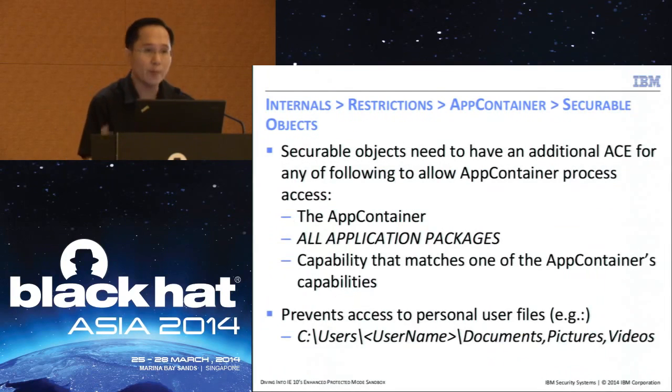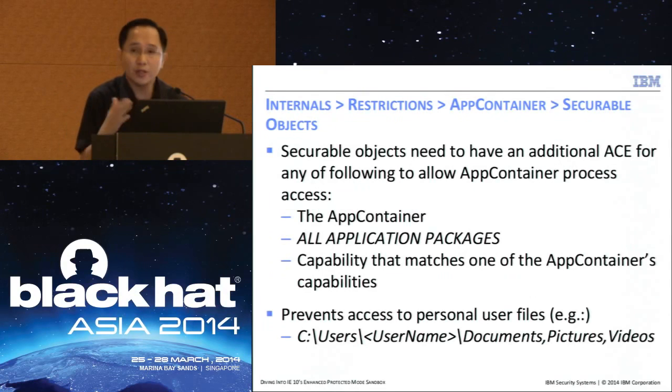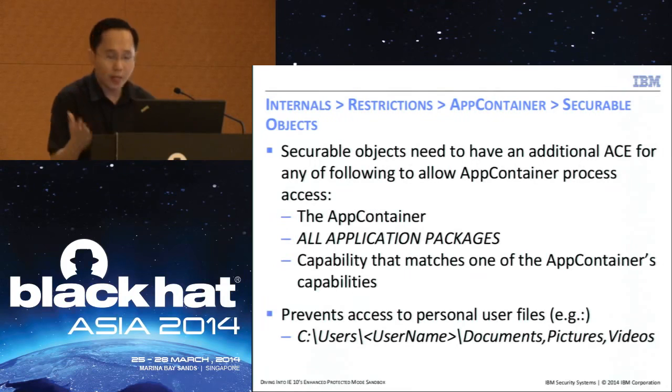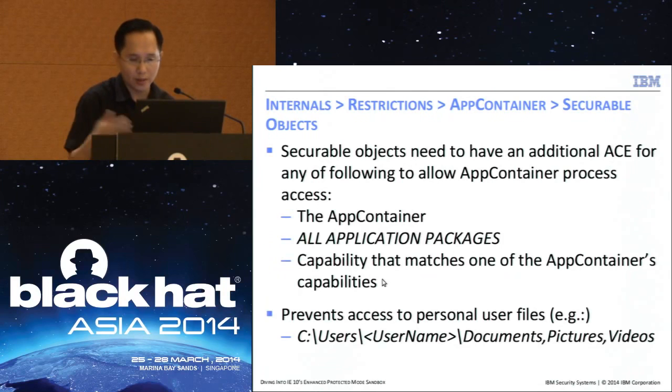Now that we have an overview of app containers, the next question is, what are the different restriction or isolation schemes it provides? One of the important restrictions provided by app container is that in order for an app container to access securable objects, such as files, registry keys, or folders, the securable object would need to have an additional access control entry specific for the app container or all application packages, which means any app container, and a capability ACE that matches one of the app container capabilities. I'll show an example of this third one in the later slides.